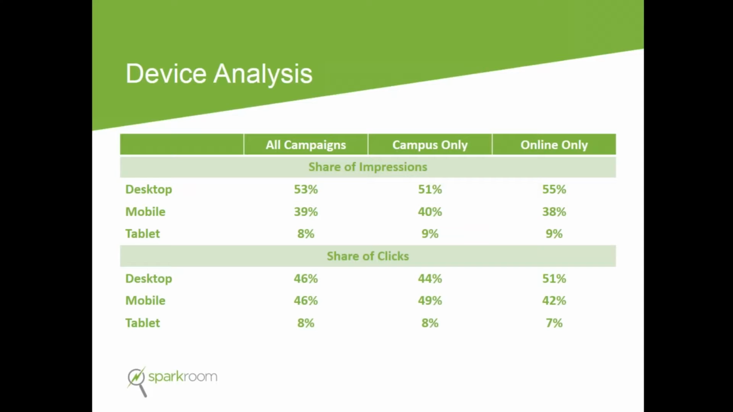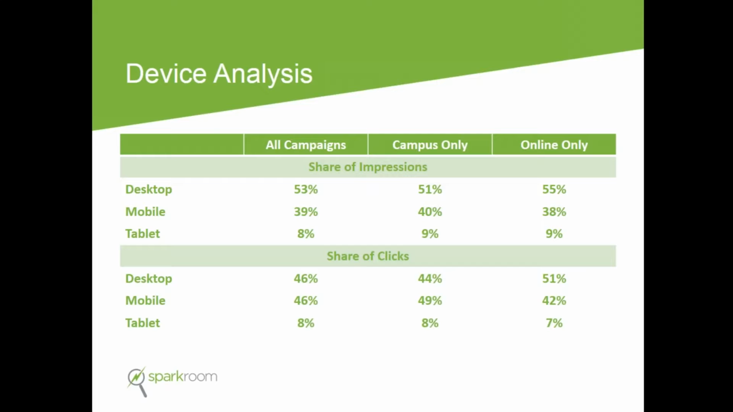So the device analysis outlines the 2015 performance by device, listing the breakdown for all campaigns, and then separating out campaigns that promote campus and online programs. This first view looks at the share of impressions and clicks. So we see that desktop computers made up the majority of the impressions for all campaigns and for both campus and online program categories, with over 50% each.